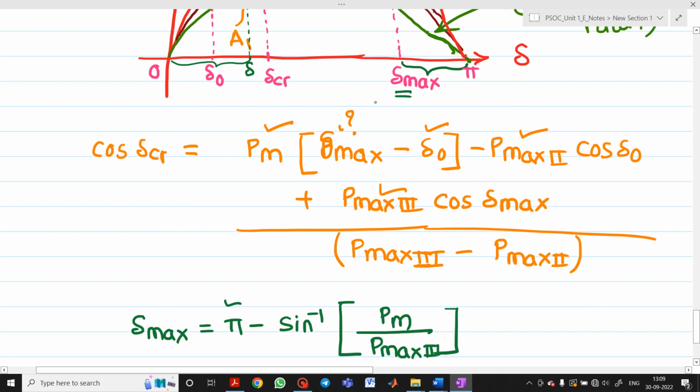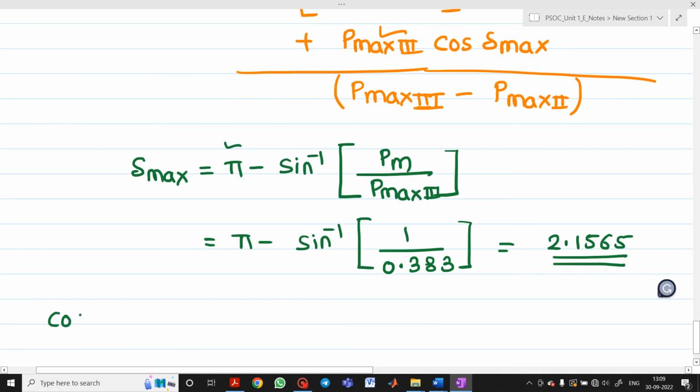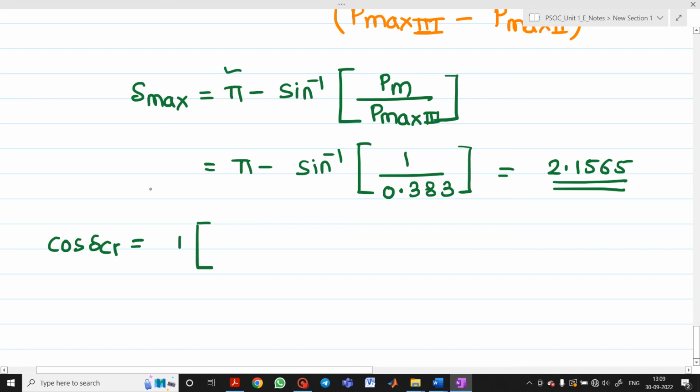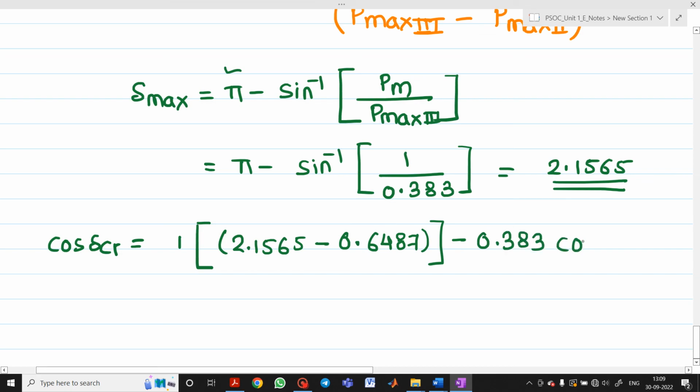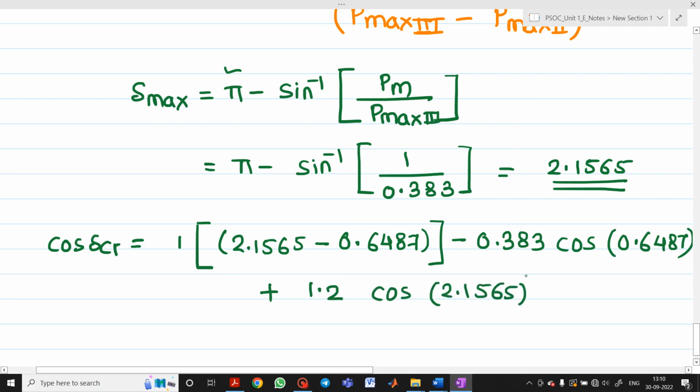So now again you got this value for delta max, 2.1565. Substitute all the values here. So I will substitute here. Cos delta Cr will be equal to Pm into bracket 2.1565 minus 0.6487 minus 0.383 into cos of delta 0, 0.6487 plus Pmax 3, that is 1.2 into cos of delta max, that is 2.1565, whole divided by Pmax 3 minus Pmax 2. So it is 1.2 minus 0.383.